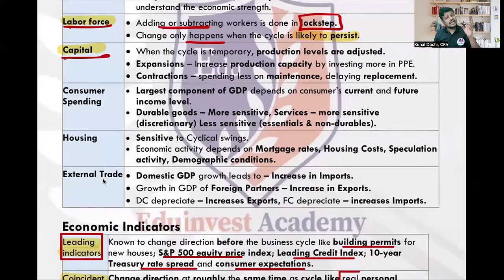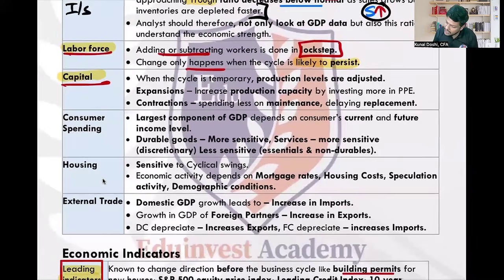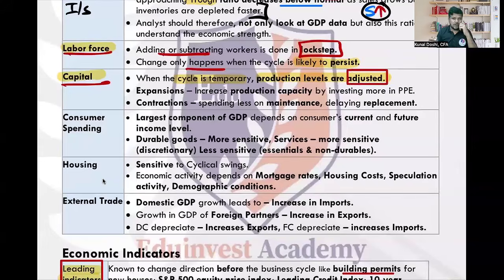Understood? Now, with capital spending, when the cycle is temporary, production levels are adjusted. You don't immediately cut down on production, you try to adjust it. How? For example, when the economy is in expansion, we increase the production capacity by investing more in PPE.